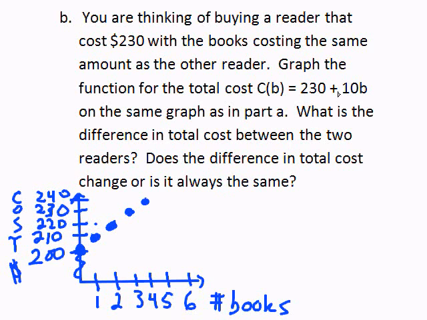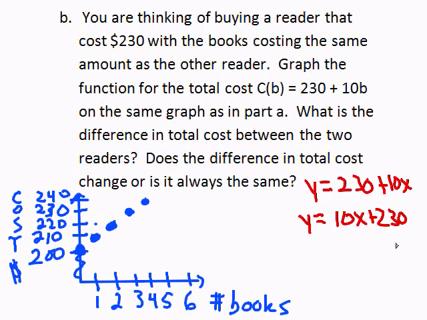So I'm going to rewrite the function again. CB equals 230 plus 10B. I'm going to write that as y equals 230 plus 10x. Get it in slope-intercept form. I get y equals 10x plus 230. My y-intercept is going to be 230. My rise over run is going to be the same as it was in the previous problem. So I'm going to go up 10 and over 1.